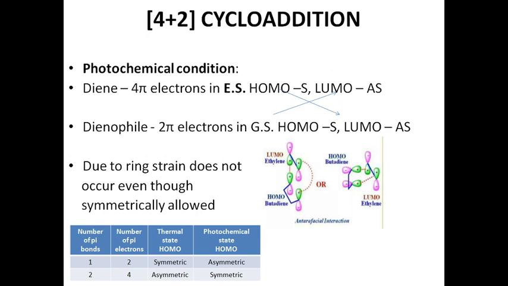If the ring size is lesser than 6, even though this is symmetrically allowed, it is forbidden because of the ring strain. It's easier with 4 plus 2, 6. It will give you a 6-membered cyclic ring. Hence, even though this is symmetrically allowed, this interaction does not take place. Under photochemical conditions, interfacial interaction should occur, but it is not seen because of ring strain.